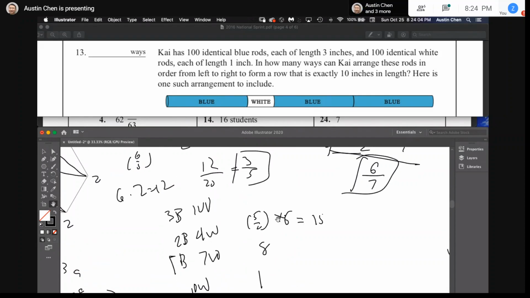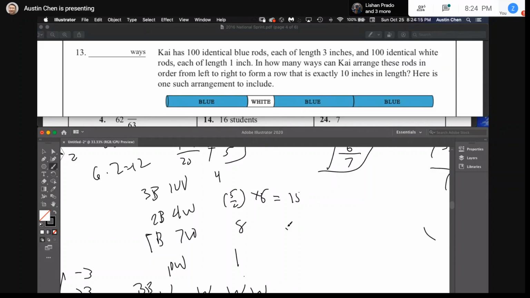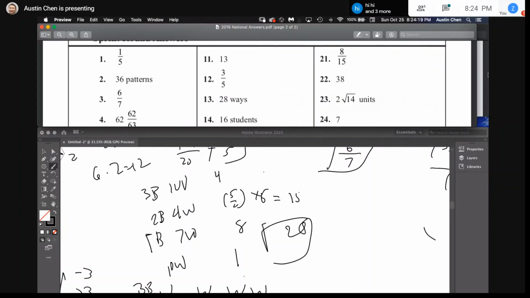And 3 blue and 1 white. Well, that's just 1 white putting in 4 blanks, so that's 4. All right, this is just 28. That should be your answer. Yep, that's your answer.